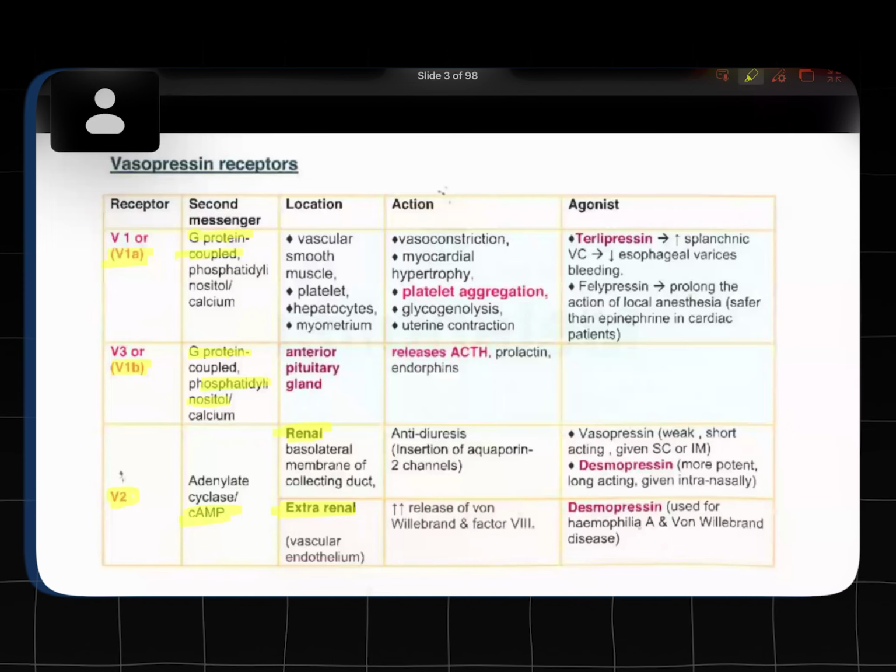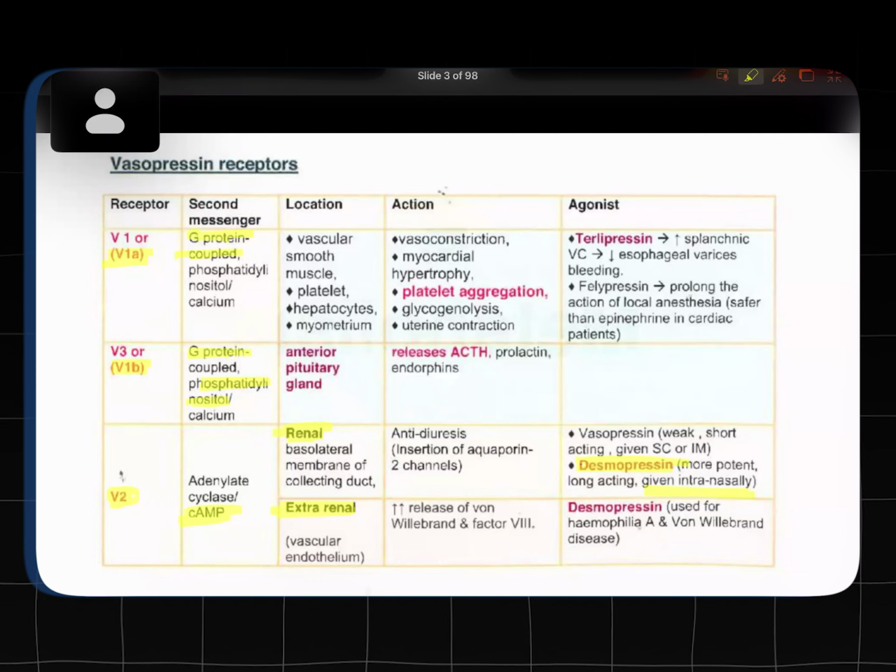Why do you need to know this? Because for the renal mechanism, we are using the drug desmopressin, which is an analog of vasopressin, more potent and long acting, and it is given intranasally. It is used for treatment of hypernatremia in nephrogenic diabetes insipidus.